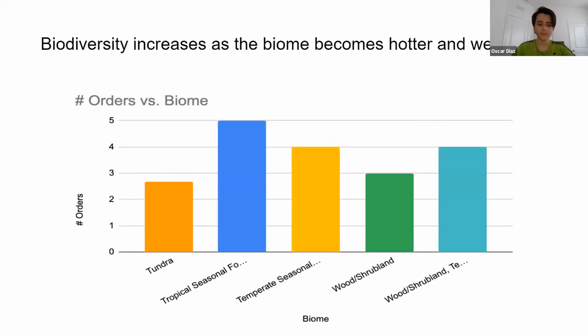And here we have a bar graph of the number of orders we found in our fieldwork relative to our biome type. The hot and wet tropical seasonal forest and savanna contain the most number of orders, while the cold and dry tundra contain the least number of orders. It is clear, looking at this graph, that as the biome temperature and precipitation increased, the number of orders increased, and vice versa. Next.